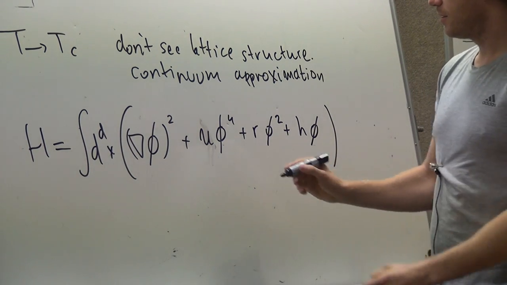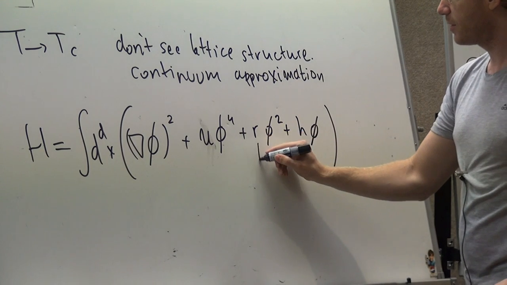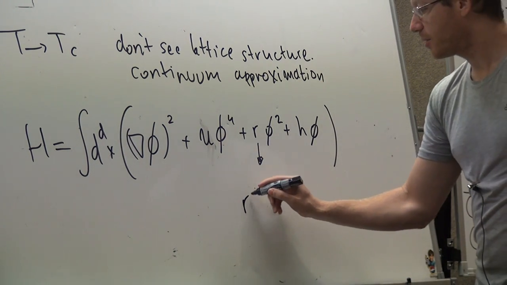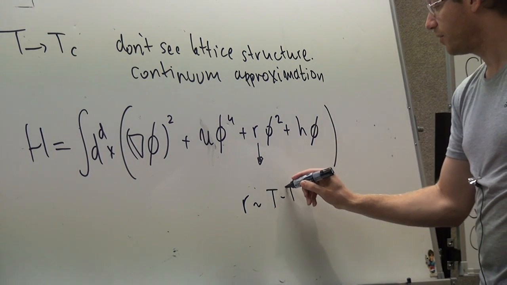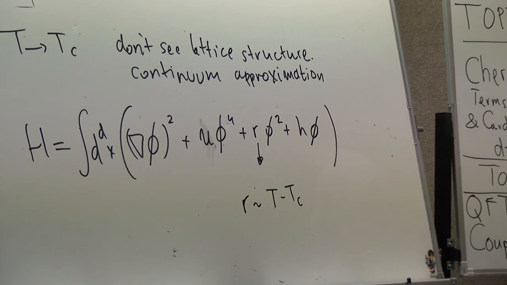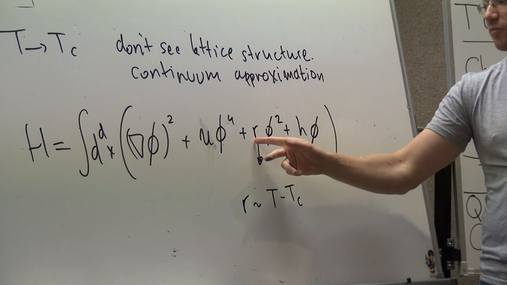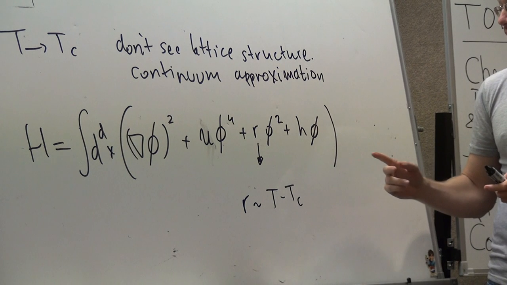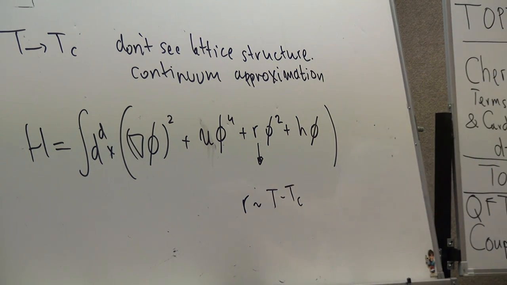Now, this parameter here, it's like a mass. And if you turn it on, then of course you won't have long-range correlations anymore because the theory becomes massive. And indeed, this parameter is proportional to T minus Tc. So when you're at the critical point, you want to set it to 0, essentially. If you turn on this parameter with a positive sign, there will be one vacuum, which is phi equals 0. And that corresponds to the high temperature vacuum, which is called the disordered phase.